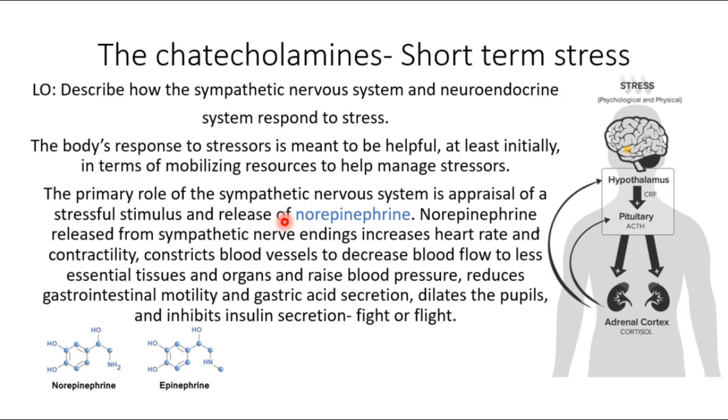You may remember norepinephrine and epinephrine from such starring roles as your autonomic nervous system, fight or flight, right? You may remember them as hormones from your adrenal cortex, or sorry, adrenal medulla. I said that wrong. Norepinephrine can also be a neurotransmitter. Your brain also releases norepinephrine.